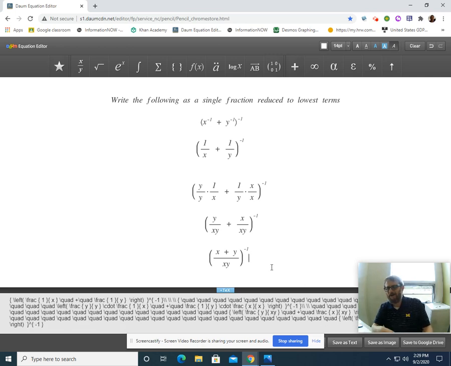So if you wrote y plus x, that would be perfectly fine. It's just not the way that most mathematicians are going to write it.